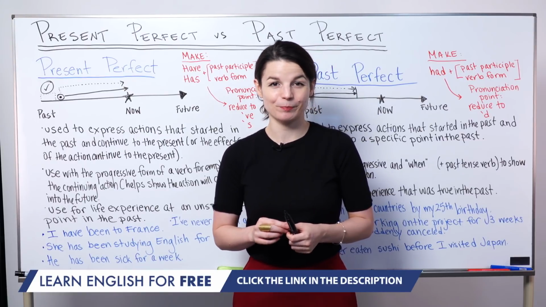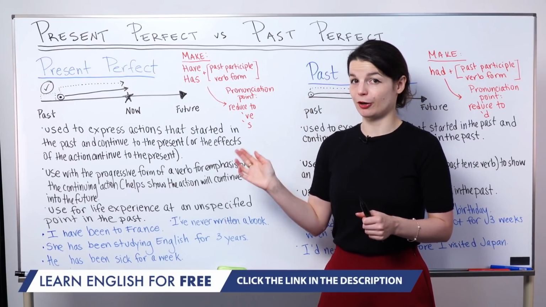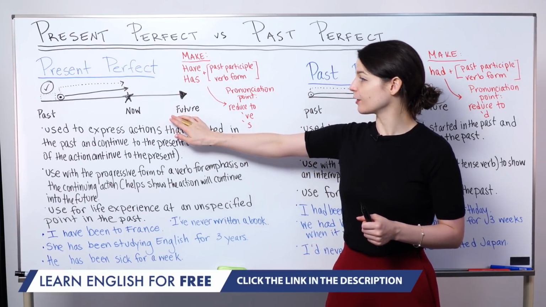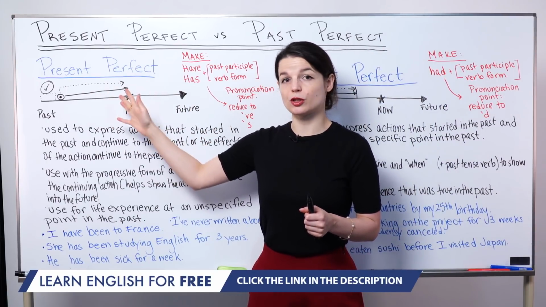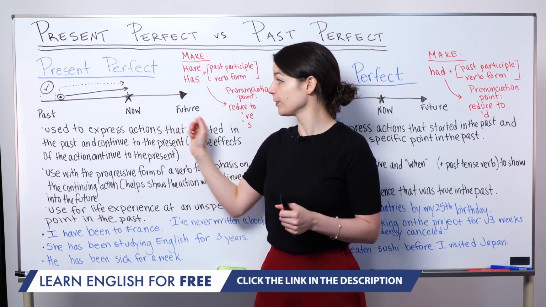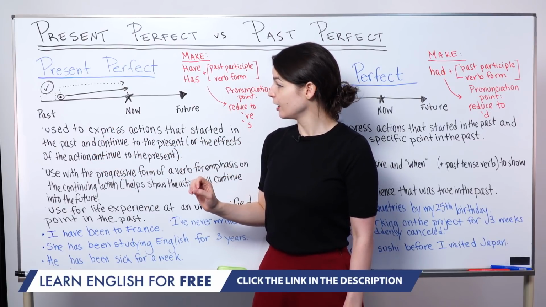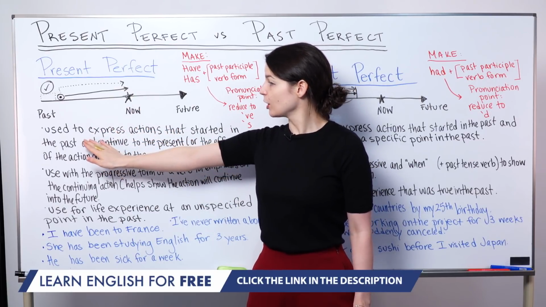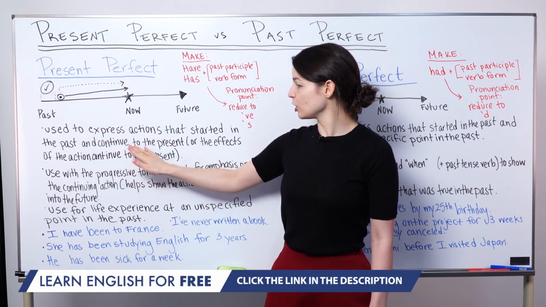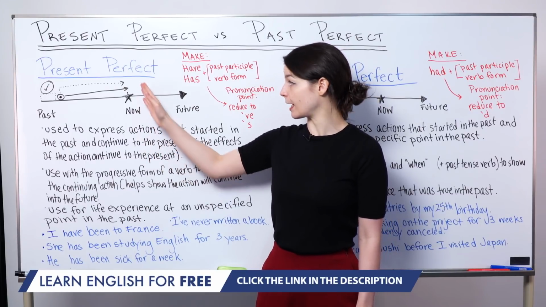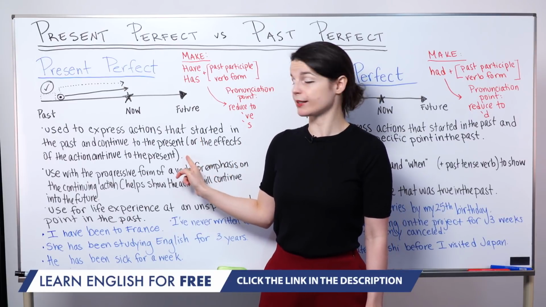So let's get started. I want to begin this lesson by talking about present perfect tense. I made a diagram here. This diagram shows the primarily two uses I want to talk about in this lesson of present perfect. First though, let's read the explanation here. We use the present perfect tense to express actions that started in the past and continue to the present. So present means now. Or the effects of the action continue to the present.